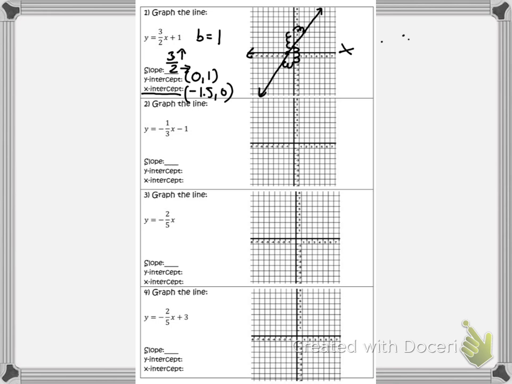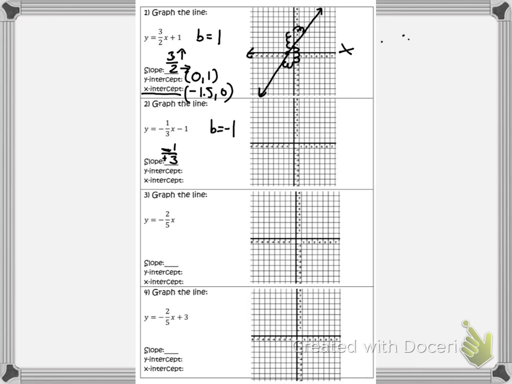Alright, let's graph the next one together. Go ahead and tell me what is the slope for this one. What is the slope? Very good, the slope is negative 1 over 3. But I'm going to go ahead and rewrite that and give the negative to the top. So let's do negative 1 over positive 3. And let's do the b value. So b value will be negative 1.